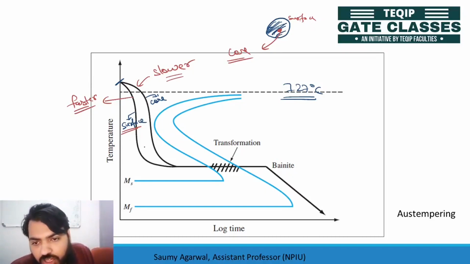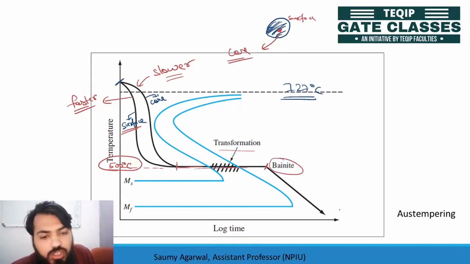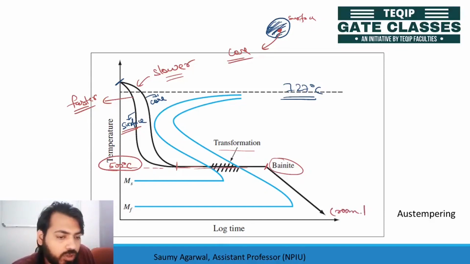So you have to cool this above the martensitic start temperature, at approximately 500 degrees Celsius. Then you have to hold at this temperature, and this holding will continue until the austenite completely transforms into bainite. Afterwards you will do a regular cooling till room temperature. So like this you will do it.